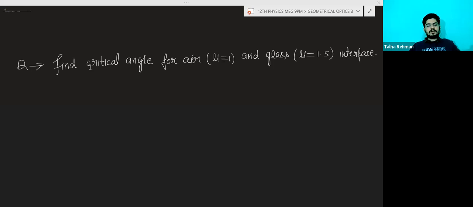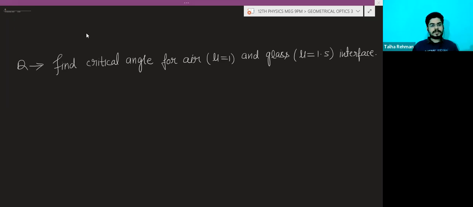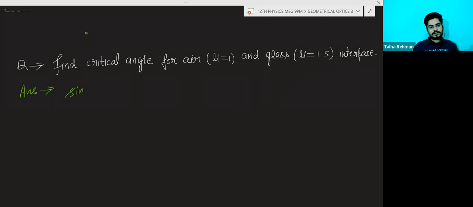See this numerical. They are asking the critical angle for air, refractive index 1, and the glass, refractive index 1.5, interface. So what is the critical angle? Sine of critical angle is equal to refractive index of rarer medium divided by refractive index of denser.